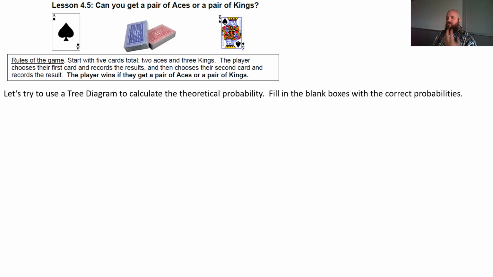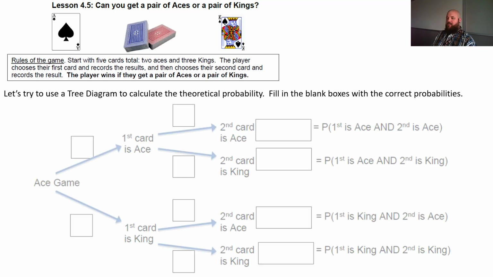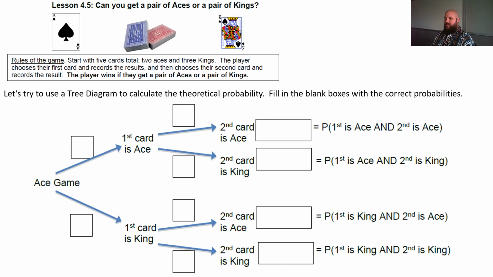So let's try to use a tree diagram to calculate the theoretical probability. We're going to fill in the blank boxes with the correct probabilities. So we're going to do a tree diagram just like this and find out what the probabilities are. Okay? So again, we have to think about this, right? How many cards do we have in the beginning? We have 2 aces and 3 kings, so we have 5 cards total. And out of those 5 cards, we have 2 that are an ace and 3 that are a king.